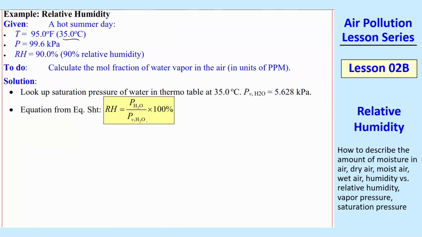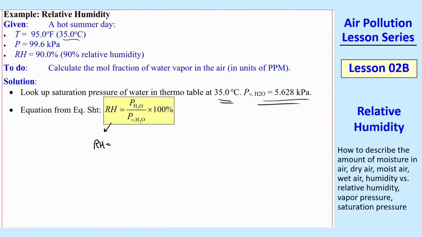So here's our equation for relative humidity. And let's look up first the saturation pressure. So that table I just showed you, we get 5.628 at 35 degrees C. So now we can calculate the relative humidity, simply just plugging into this equation.